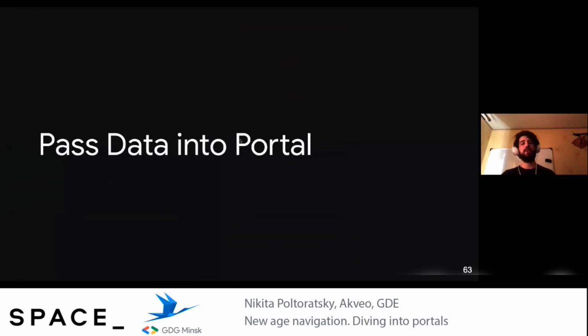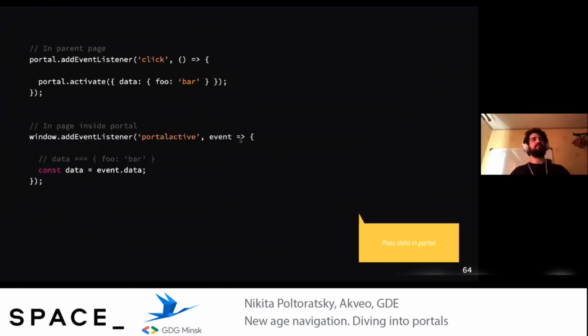So how does it work? Let me show you. So here, at the cat page, when I'm clicking on the portal, I'm performing portal activation and can pass some kind of configuration inside. And here, I can configure a data property where I can put whatever data I need, okay? And then in dog.html, when the portal is activated, I'm receiving a portalactivate event. And here, I can access the data using the event.data property, okay? Easy as that, yeah.